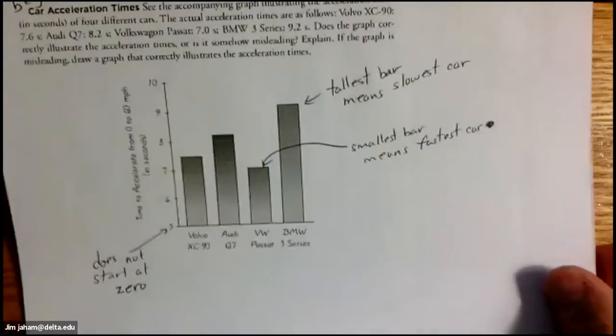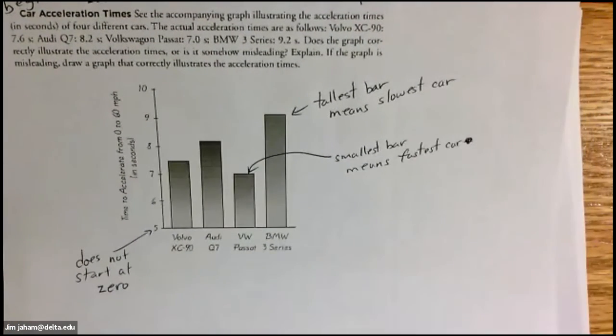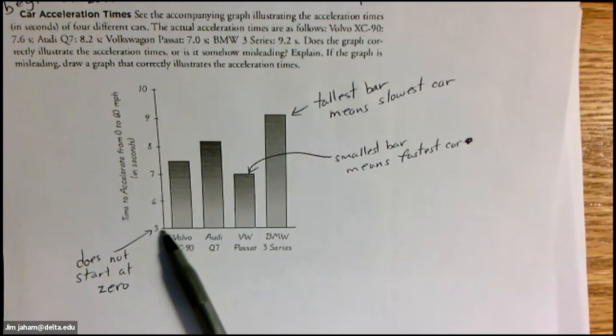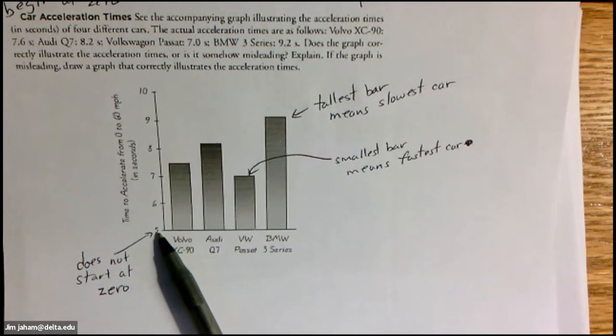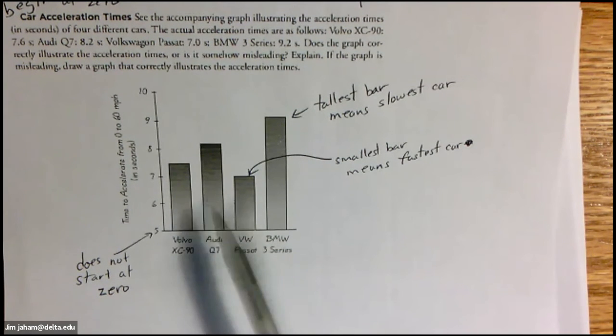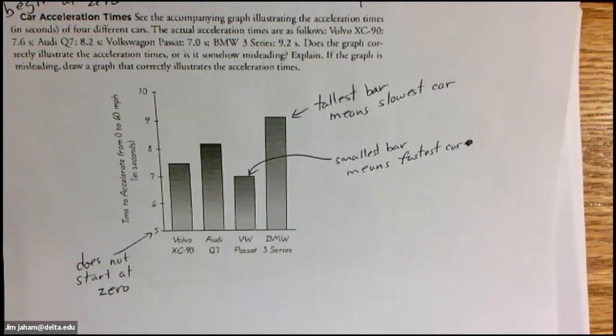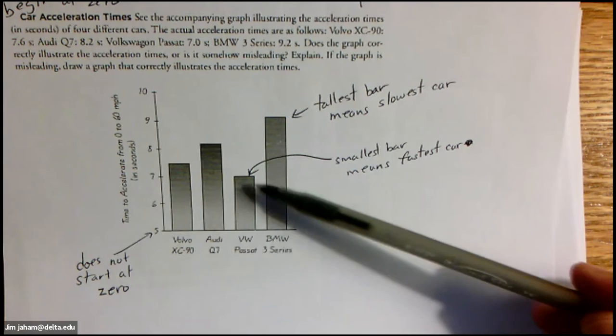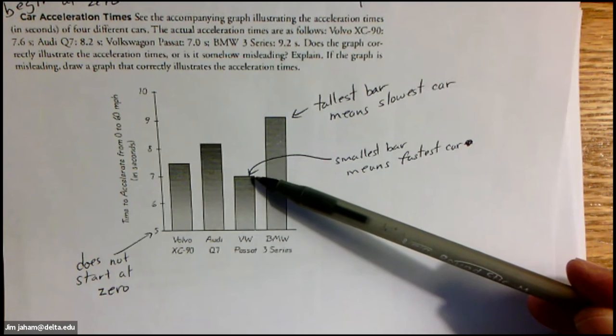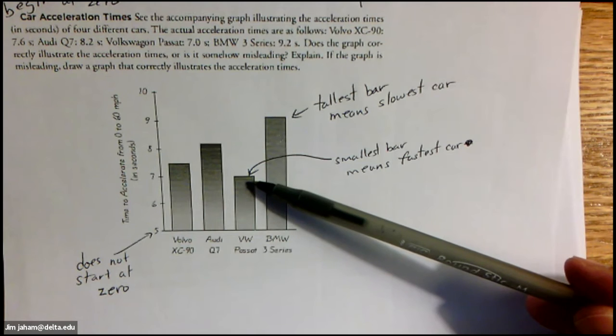And the last graph here, also misleading. It has the same problem as the previous example where it didn't start at 0. So these bars might look more different than they really are. The other thing is that this one's misleading because the VW Passat has the smallest bar, and usually we associate smaller with slower. And this is all about the speed of these vehicles.